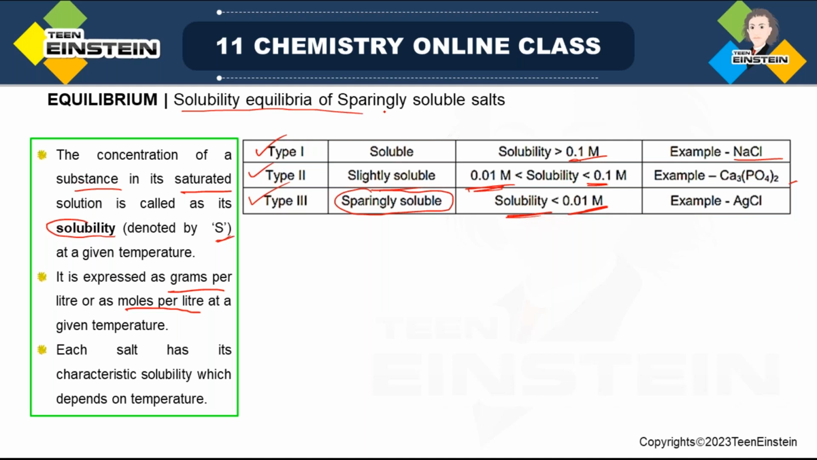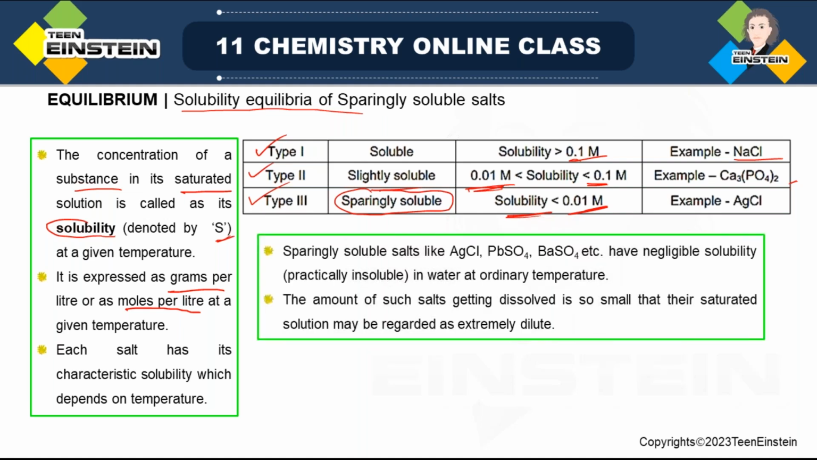There will be some equilibrium between the undissociated salt, suppose undissociated AgCl on the left hand side, and on the right hand side a very low fraction of AgCl in the Ag plus form and Cl minus form. Between these two there is an equilibrium, and that is the solubility equilibrium of sparingly soluble salts. Here you can see some more examples: PbSO4, lead sulfate, barium sulfate, etc. They have negligible solubility, or you can say they are practically insoluble. The value is so low in water at ordinary temperature.